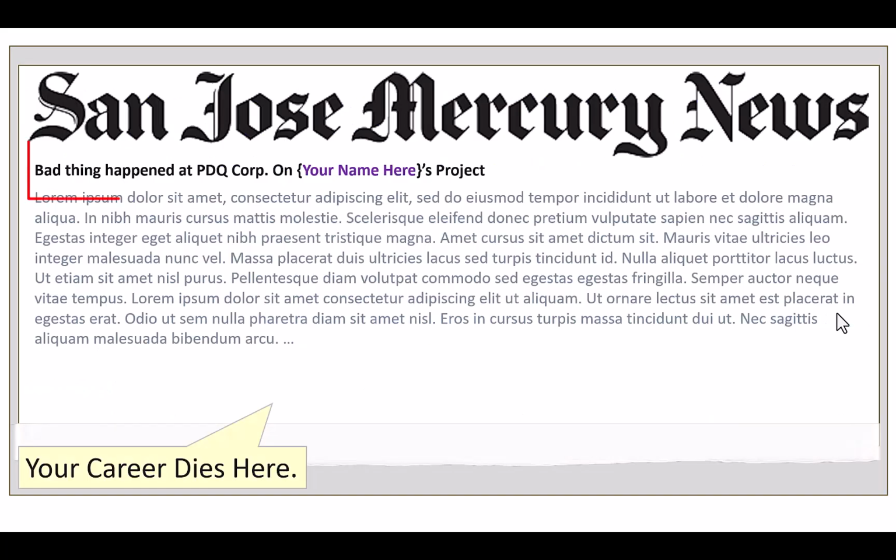What you don't want to have happen is this. This is where your career dies. On the front page, above the fold of the San Jose Mercury News with a subheadline of bad things happened at PDQ Corp on Stuart Williams's project, followed by a half-page article with an extension onto page 11 detailing just how bad the mess-up was and the impact to the customers and the precipitous loss of trust through not only your own organization but all of your customers that follows will be incredibly depressing.